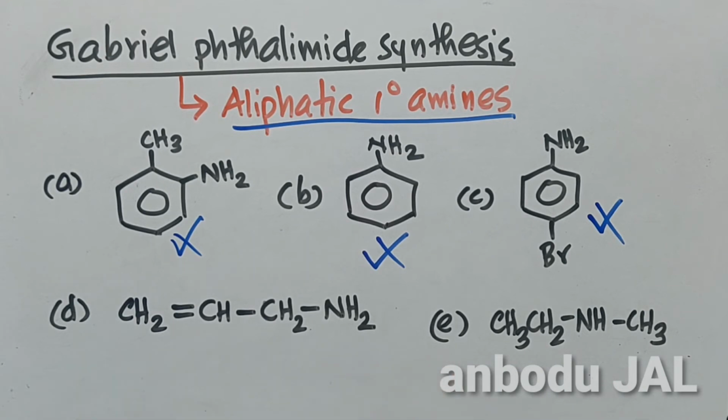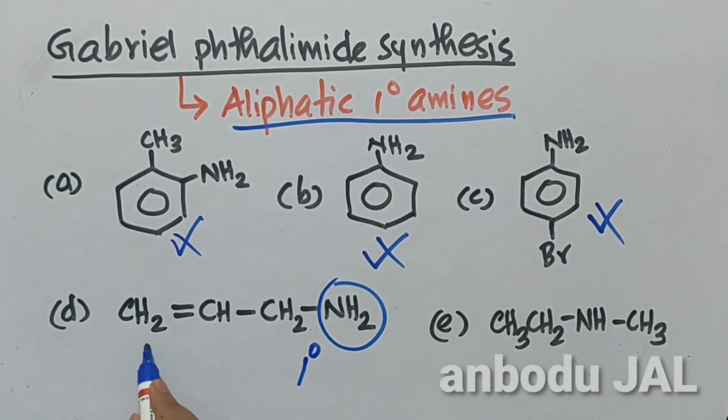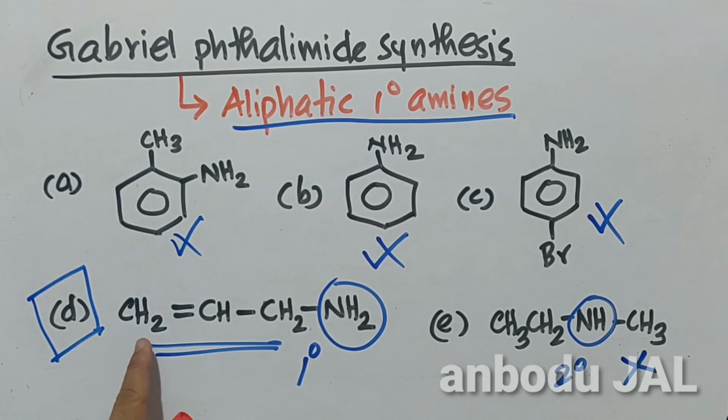Now look at the next two options. Here is an NH2 group, that is, this is a primary amine, and also this is an aliphatic amine. Aliphatic primary amines can be prepared from Gabriel phthalimide synthesis. This is also aliphatic, but this is secondary. Secondary amines cannot be prepared by Gabriel phthalimide synthesis. So B is the correct answer. This is allyl amine. This is the allyl group.